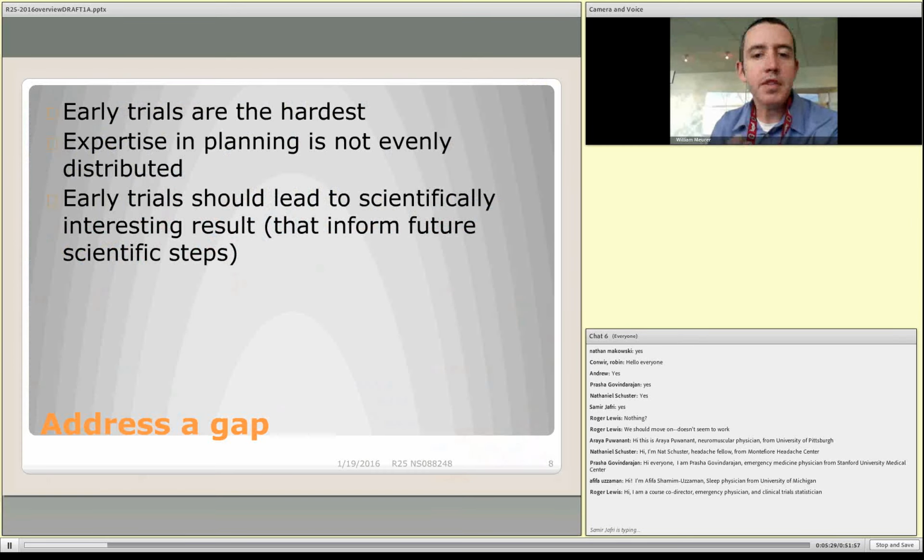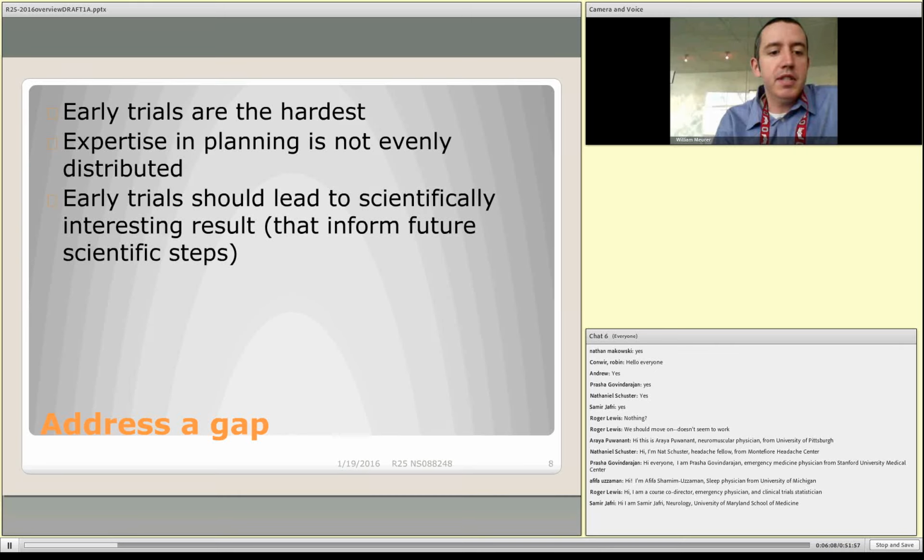What our course is setting out to do is address a fundamental gap in the development of faculty members in terms of doing clinical trials. Early clinical trials are the hardest, and the expertise for planning trials, particularly in neurological diseases, is not evenly distributed across the country. You may have a lot of expertise at your center in designing cancer trials, but cancer trials are often a lot different from clinical trials that involve neurological diseases.